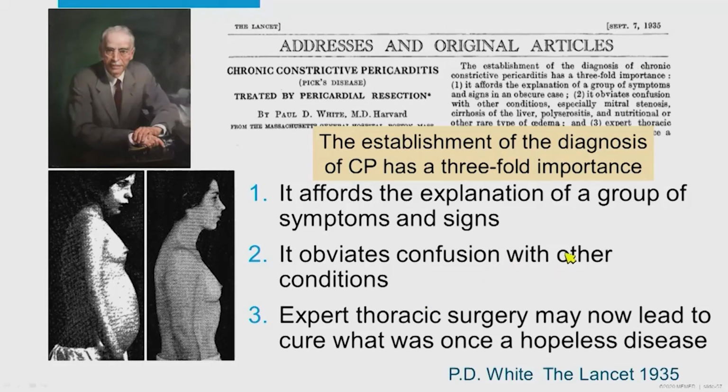Because it affords the explanation of a group of patients with the symptoms and signs of constriction, which can be from some other disease too. And also, obvious confusion with other conditions. We have seen patients coming to us with cardiac amyloid who turned out to be constriction, and vice versa. And most importantly, experienced cardiac surgeons can now cure this problem that was once thought to be a hopeless disease. So I think it's very, very important that we diagnose constriction. For us to do that, we have to remember constriction as one of the conditions that cause right heart failure and heart failure with a preserved ejection fraction.